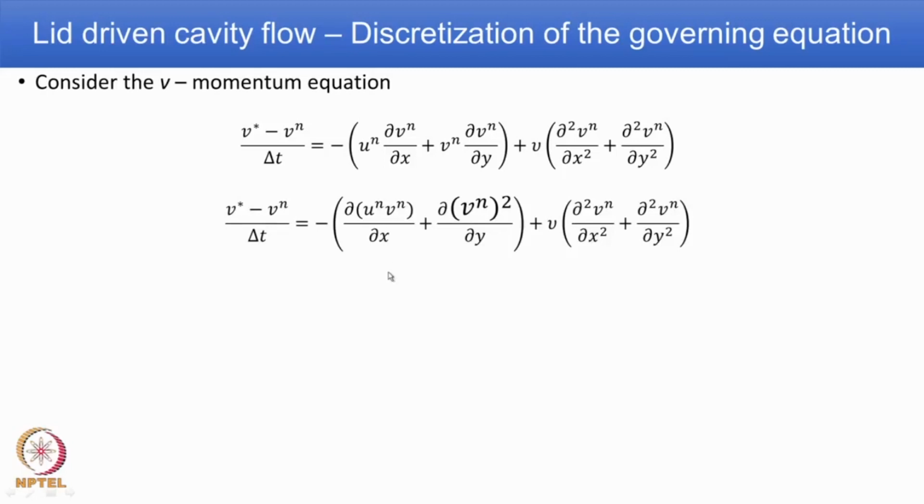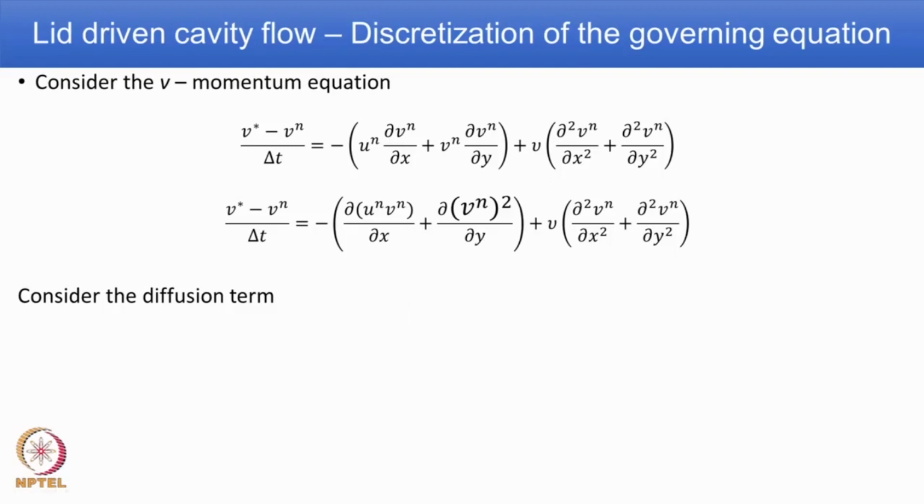In the last module we also mentioned the convection term can be rewritten as shown here. So, this u n is brought inside the partial derivative, that is dou by dou x of u n V n, plus again for the second term, V n is brought inside the partial derivative. So, dou by dou y of V n squared, plus the diffusion term. In the next slide I am going to explain how this can be written and what it actually results in.